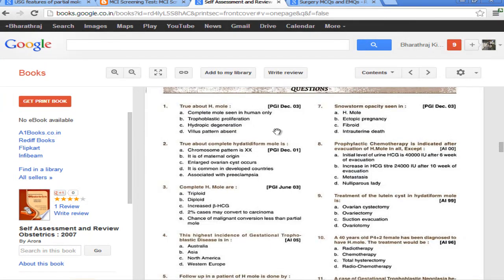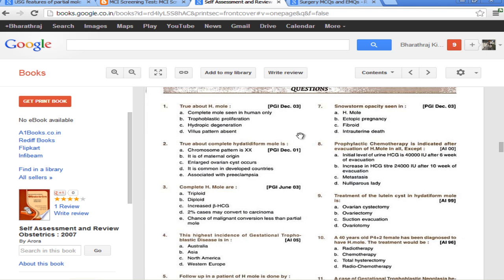The blastocyst contains two cells on its outer wall, that is the cytotrophoblast and the syncytiotrophoblast, and then you're going to have trophoblastic proliferations, which is the main problem in H mole. And the syncytiotrophoblast keeps secreting beta HCG, so HCG is going to be the marker for H mole. There's going to be a hydropic degeneration, which means the villus pattern of the H mole is maintained, but the villus stroma is not maintained.